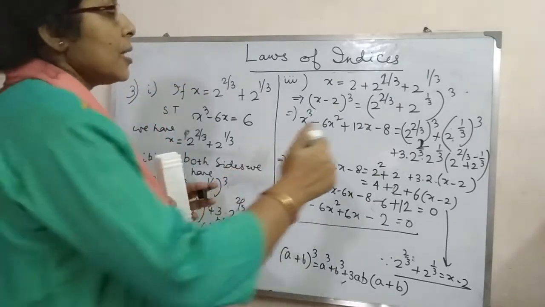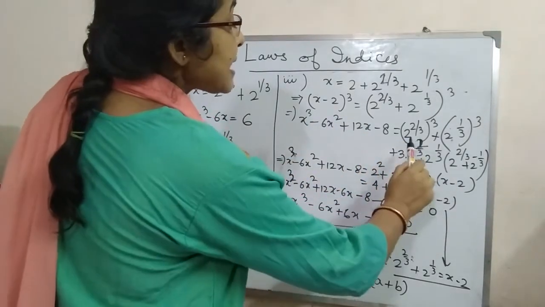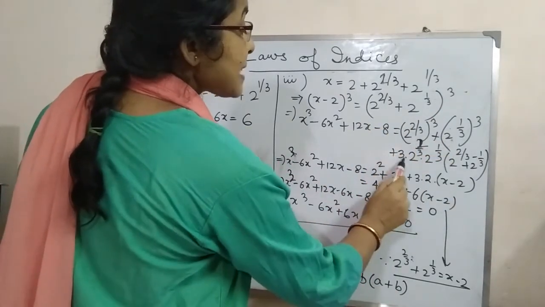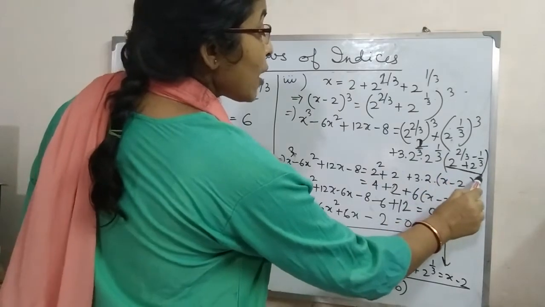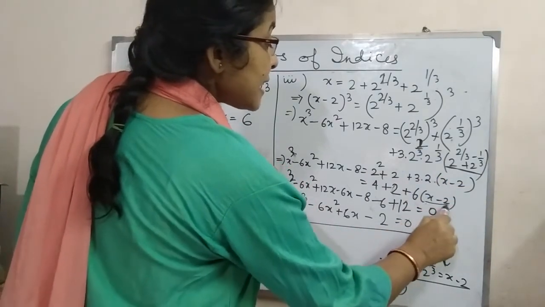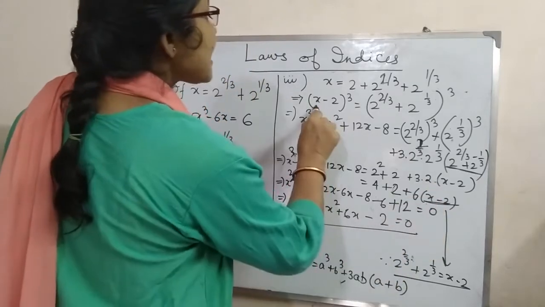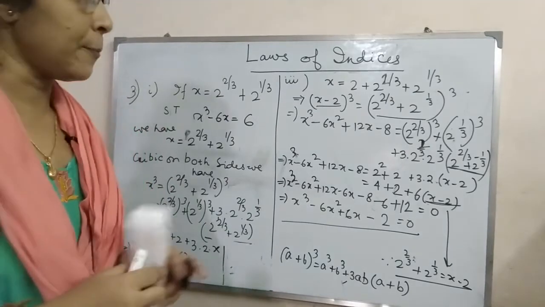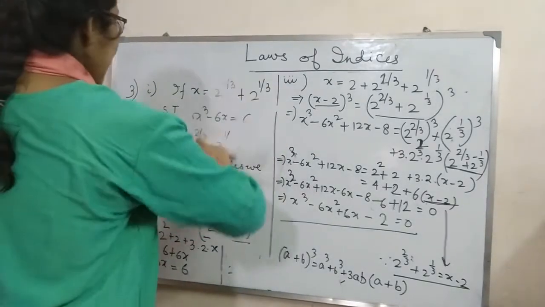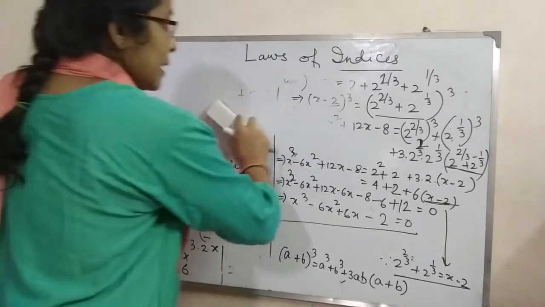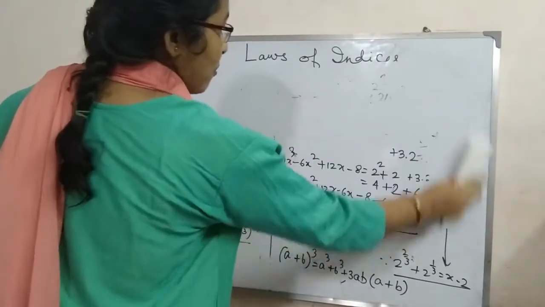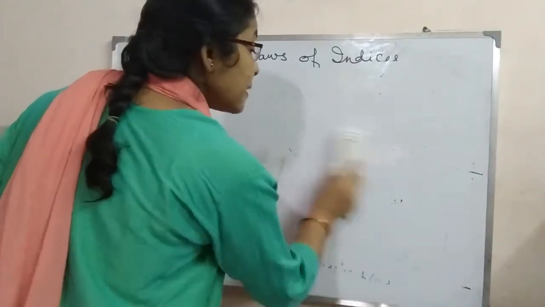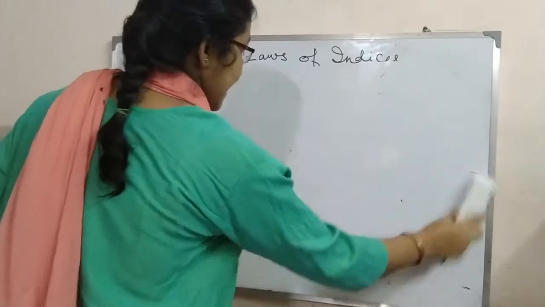Here you will see (a plus b) whole cube equals a cube plus b cube plus 3ab into (a plus b). For this portion I can write x minus 2, because x minus 2 equals 2 to the power 2/3 plus 2 to the power 1/3. I am giving this problem in your PDF form. You will see these problems in the PDF.